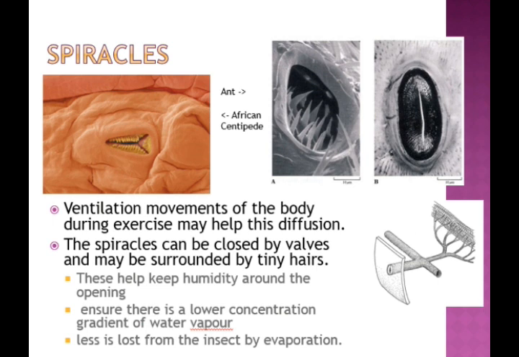Okay. The spiracles can be closed by valves and may be surrounded by tiny hairs. So they're kind of like nostril hairs. They just sweep out the dust, whatever is getting in, maybe water vapor, maybe dirt. And also it can cover the hole so that it will not be dry.